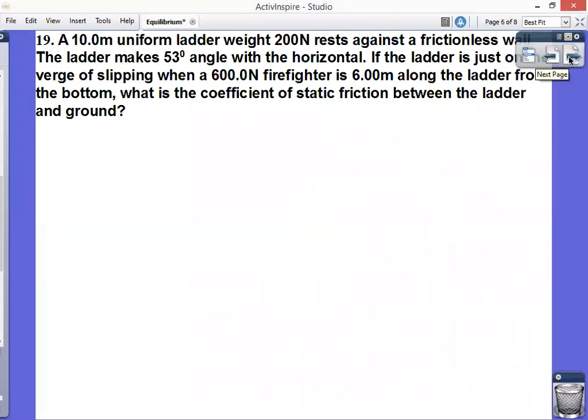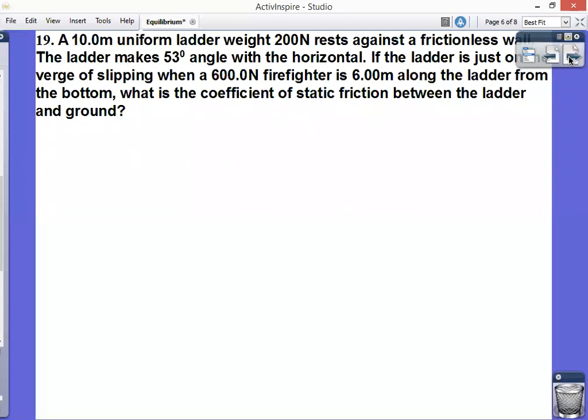Number 19 is asking: a 10-meter uniform ladder weighing 200 Newton rests against a frictionless wall. The ladder makes a 53 degree angle with the horizontal, okay? If the ladder is just on the verge of slipping, that means it's about to slip, when a 600 Newton firefighter is 6 meters along the ladder from the bottom, what is the coefficient of static friction between the ladder and the ground?